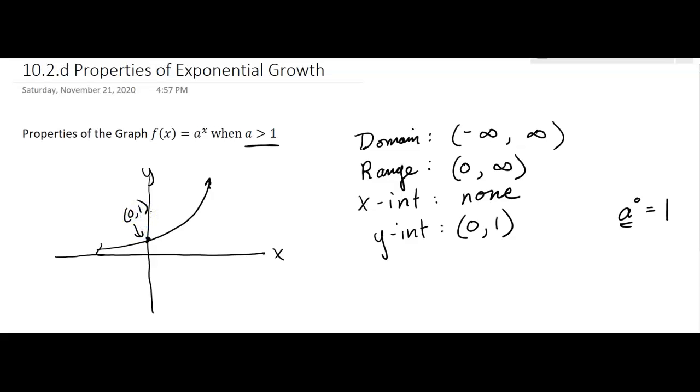And then one other thing I want to talk about is what we call an asymptote. So here's how you spell asymptote. And it's right here. It's where the graph is approaching, but it's not going to hit it. So that's what an asymptote is. The graph is approaching that line, but it doesn't actually cross that line. And so in this case, the asymptote is the horizontal line, y equals 0. Okay?